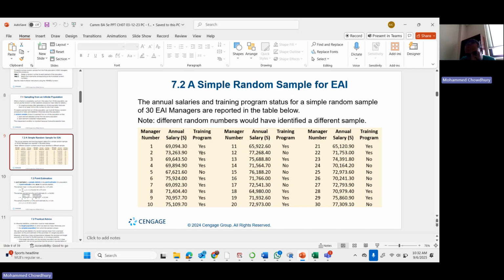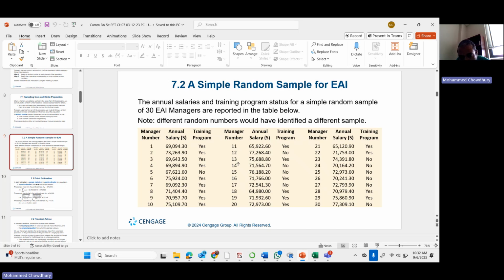And then, are you seeing yes, no? Yes means those people who completed the training. So 1, 2, 3, 4, 5: only 5 people did not complete the training in this part. So that means 25 out of 30 completed the training. So that will be the proportion.